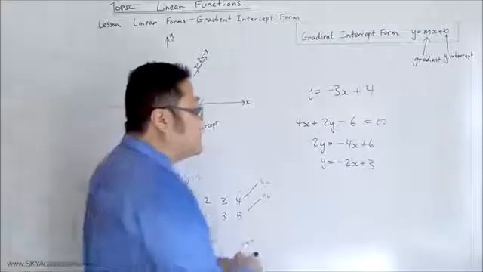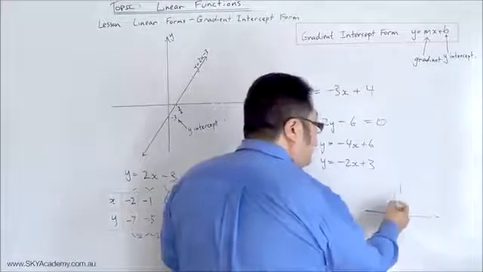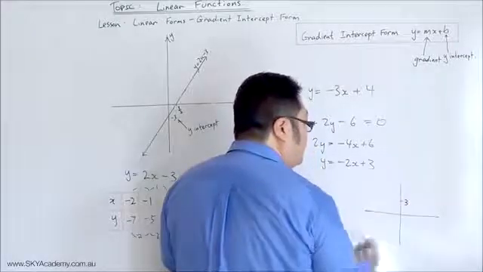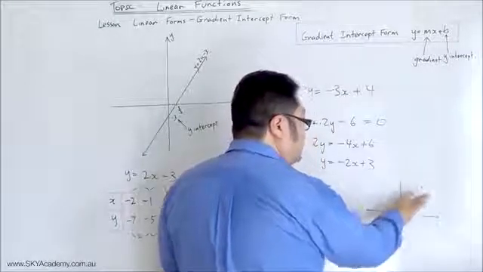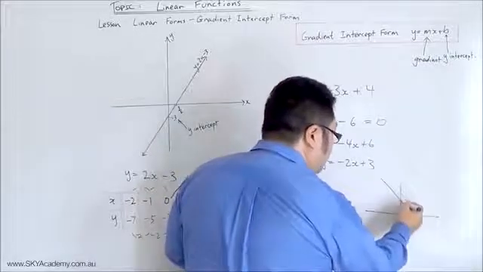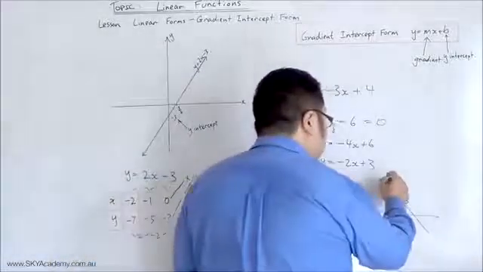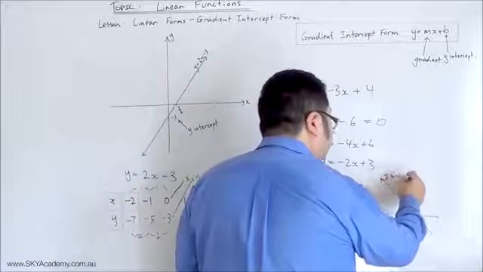It will simply be a graph with the y-intercept 3 and the gradient being minus 2. Instead of sloping that way, it'll slope this way now. So that's what it'll look like. y is equal to minus 2x plus 3.